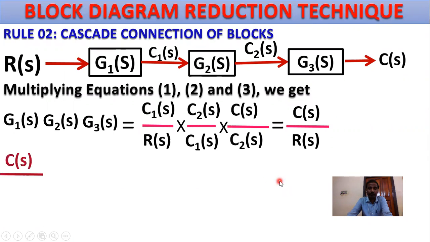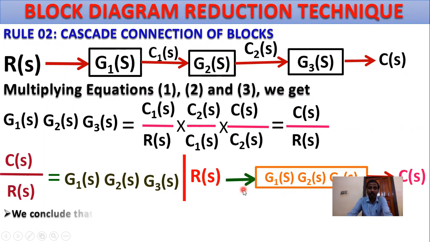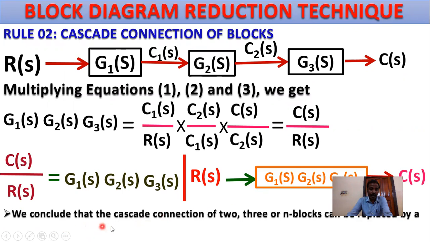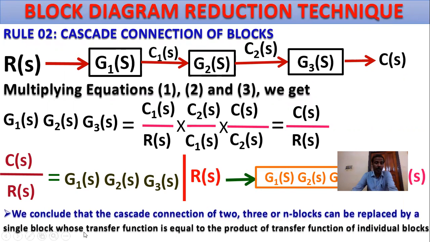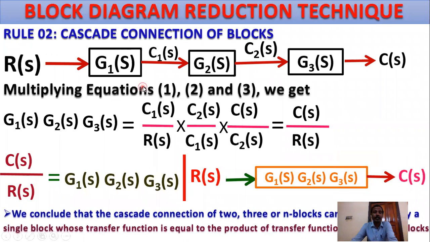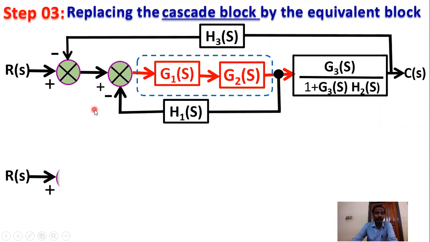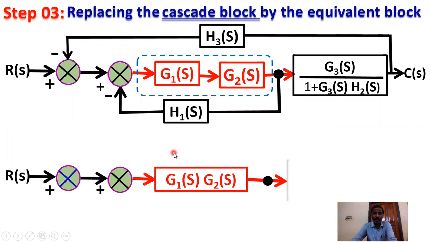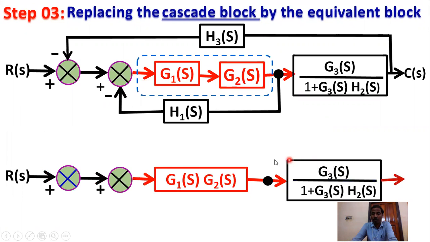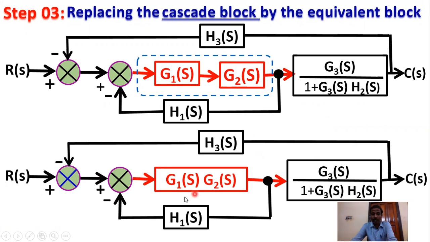And what is the conclusion? This is the block G1(s), G2(s), G3(s). We concluded that the cascade connection of 2, 3, or n blocks can be replaced by a single block whose transfer function is equal to the product of the transfer functions of the individual blocks. So this is our formula for cascade systems. Then solve this portion and we get the product of two gains G1(s) into G2(s), and this block G3(s) by 1 plus G3(s) into H2(s). This is the H3(s) feedback. This is the H1(s) feedback.